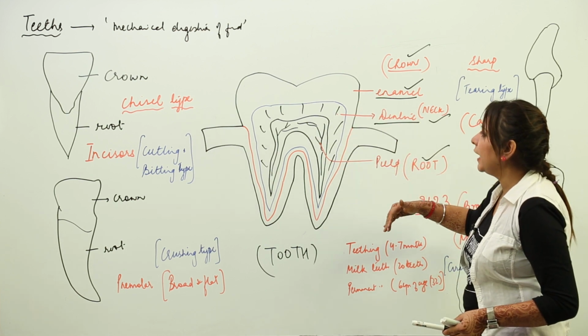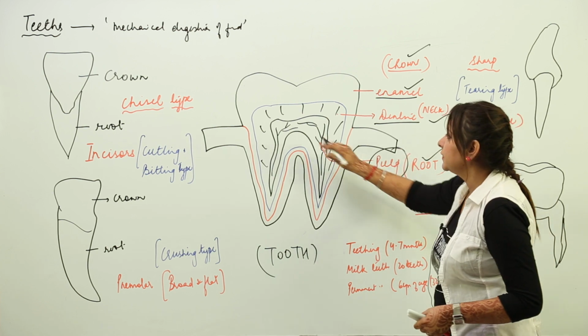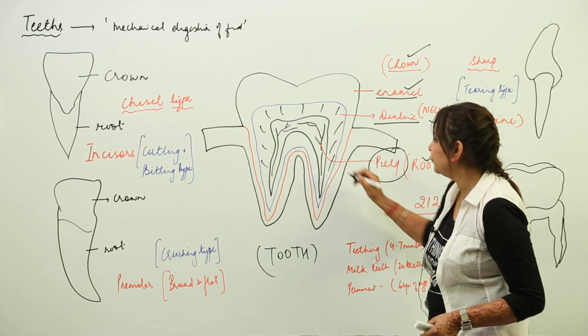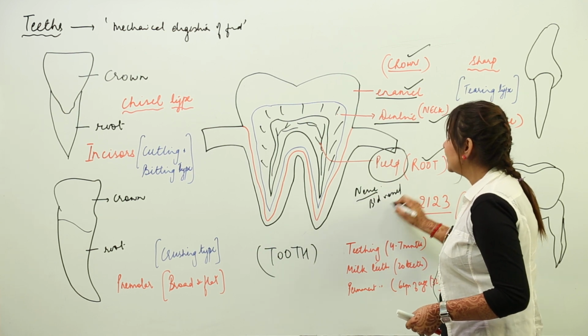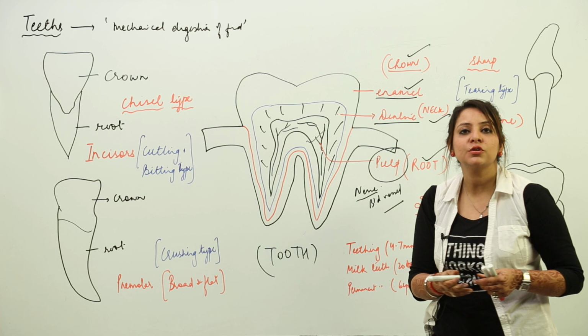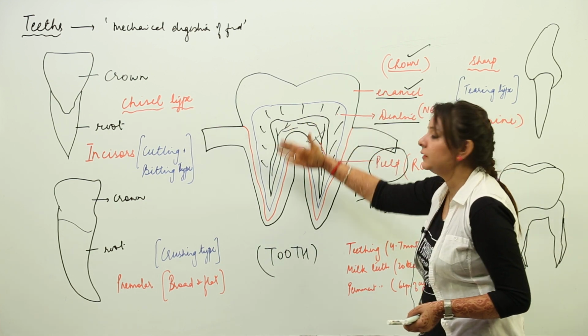And inner to the dentine, there is a pulp cavity. This is the pulp, a cavity which is filled with nerves and blood vessels. So this is the region where you feel the sensitivity and pain if you have a certain kind of infection. So this is the tooth.